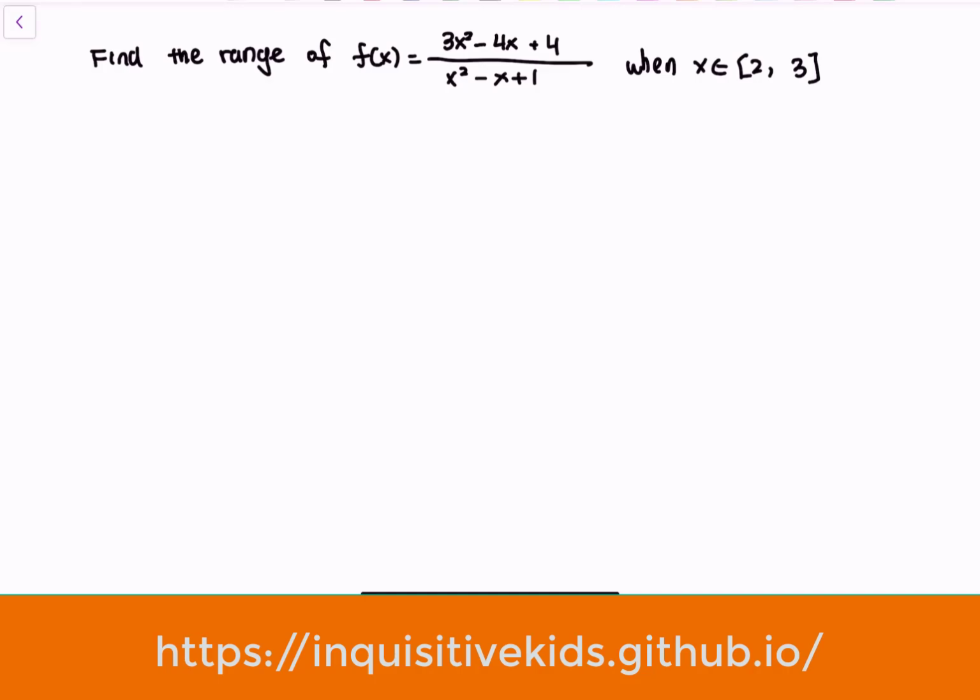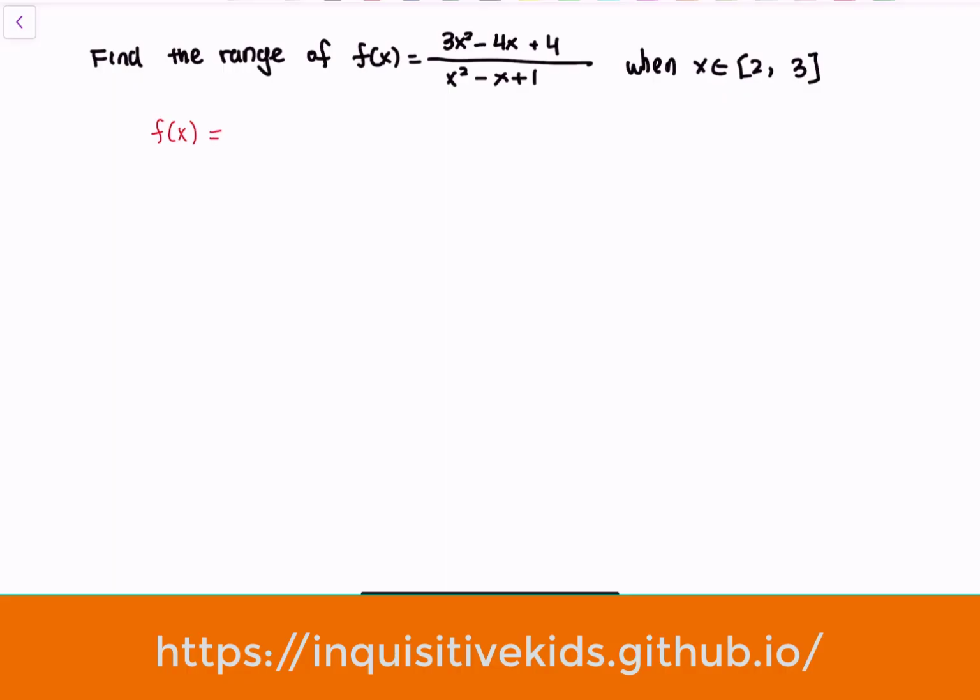Now let's solve this problem. It's the same problem as the previous one, except now we have an interval. X can only go from 2 to 3 inclusive. And because we have an interval, the discriminant method will not work, which means we have to use our rational function method. So let's go ahead and rewrite f of x.